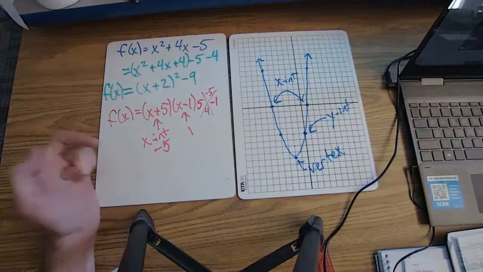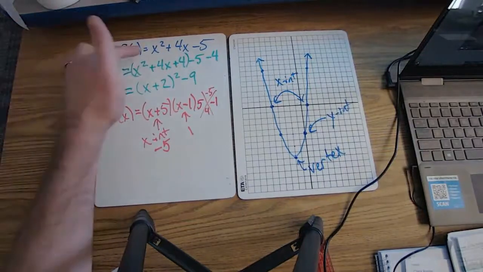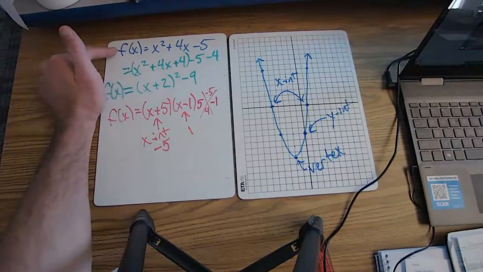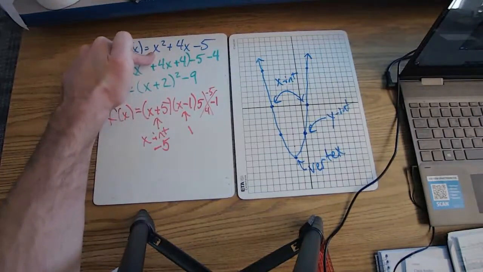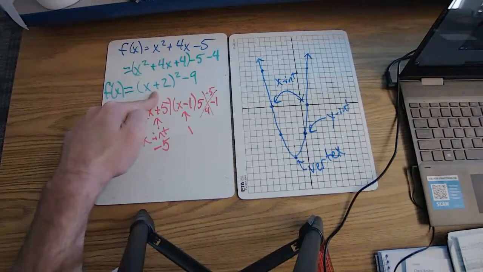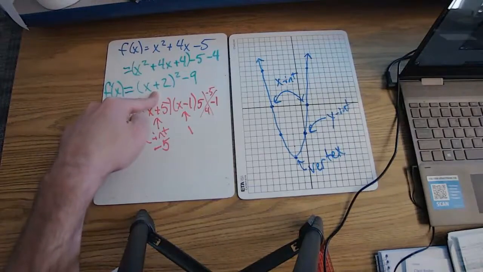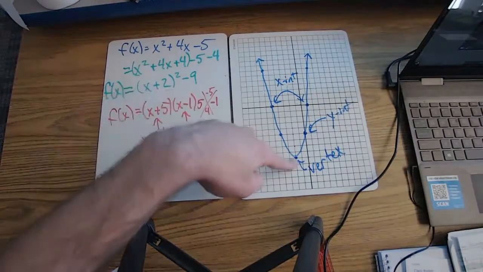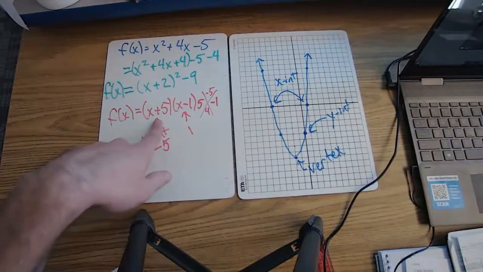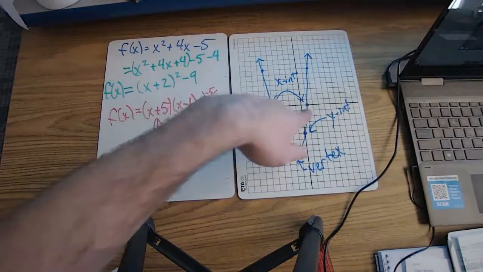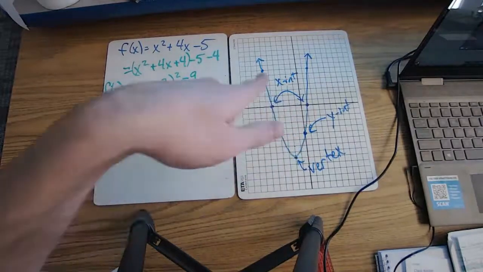Okay? So, finally, just to recap, the standard form can tell you your y-intercept and whether it's facing up or down. Your vertex form can tell you where your vertex is located. Okay? And finally, your factored form can tell you where your x-intercepts are located.